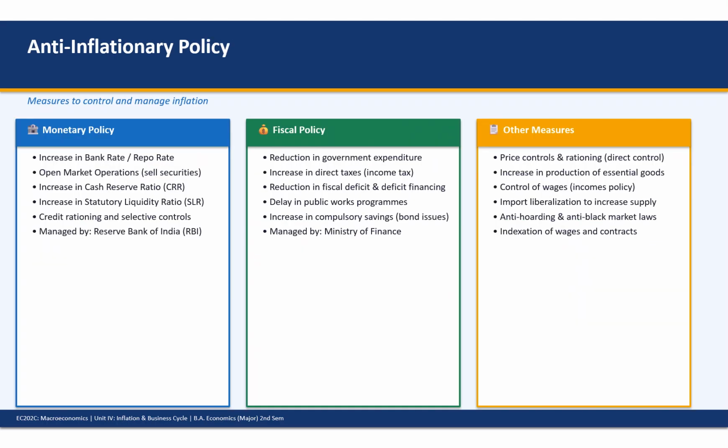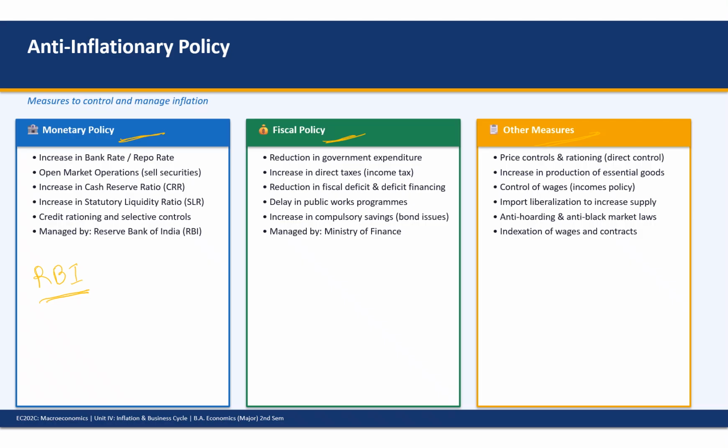Now we come to anti-inflationary policy, which means the set of measures used to control rising prices and stabilize the economy. These measures are divided into three parts: monetary policy, fiscal policy, and other direct measures. Now, monetary policy is mainly handled by RBI and works by reducing credit and money supply in the economy.